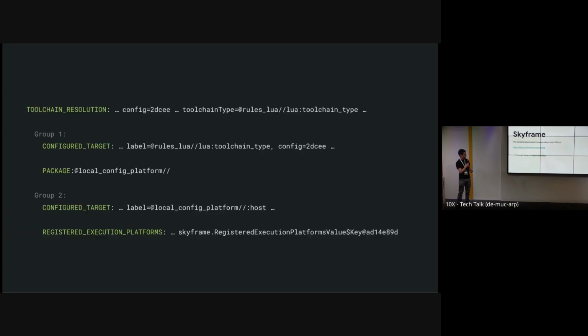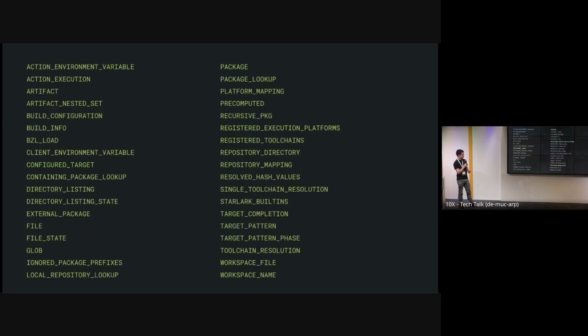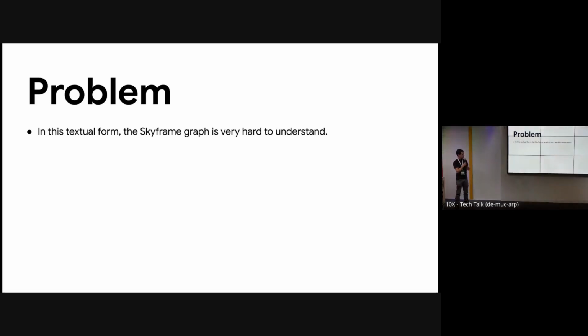Just to show you what that looks like, this is a very small snippet of what could potentially be hundreds of megabytes or even gigabytes of text data. This isn't meant to make any sense to you really, but I'll just say it represents 5 nodes with 4 edges in the graph. There are about 40 different types of nodes in a Skyframe graph, and they all correspond to the kind of things that Bazel needs to know about to do incremental builds. So it's great that we get access to this, but it's pretty hard to make any sense of.